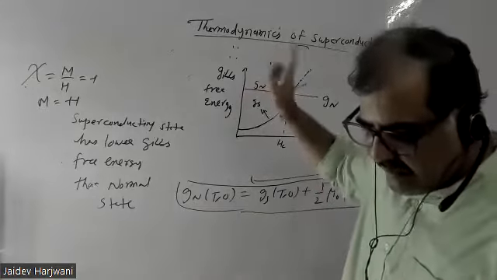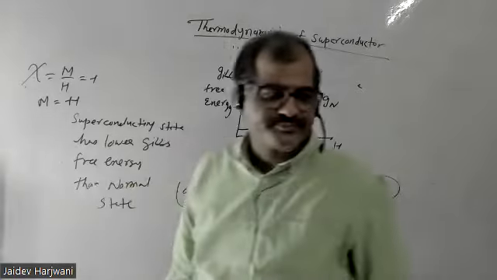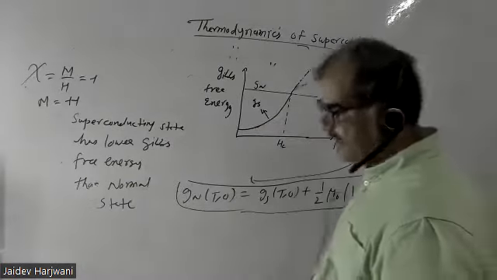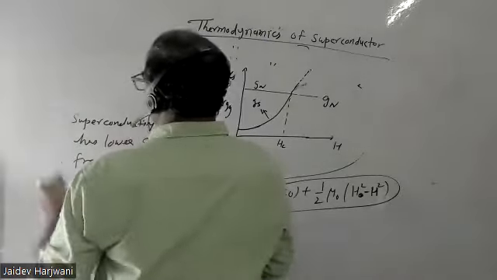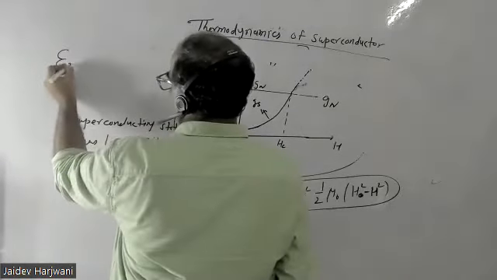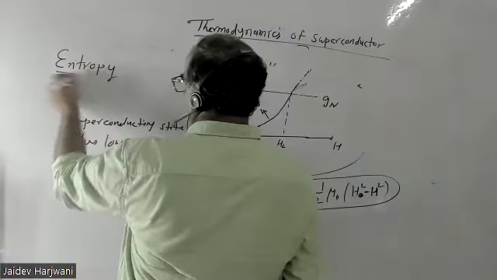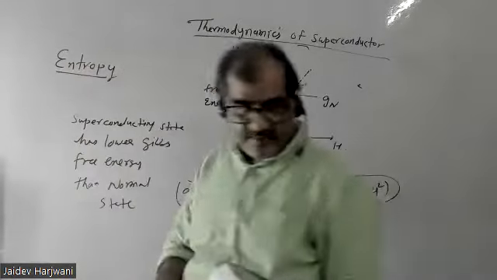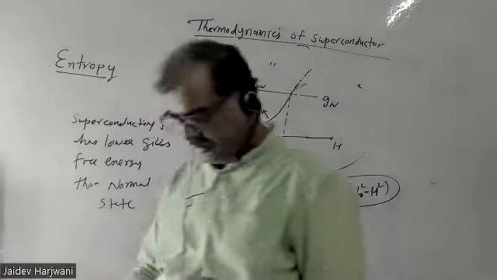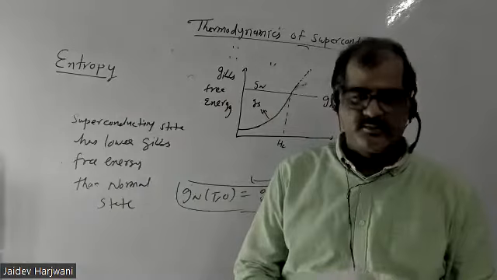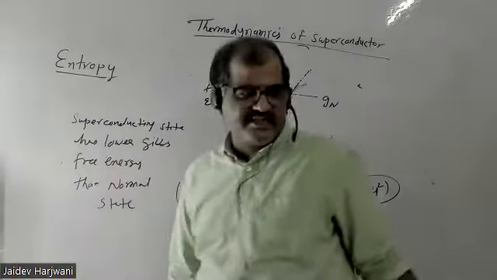So we are discussing thermal properties. The first thing we have discussed. Now the second thing is entropy. Put the heading entropy. Now, can anyone tell me what is entropy? The randomness, the disorder of the system. So it is a measure of randomness.